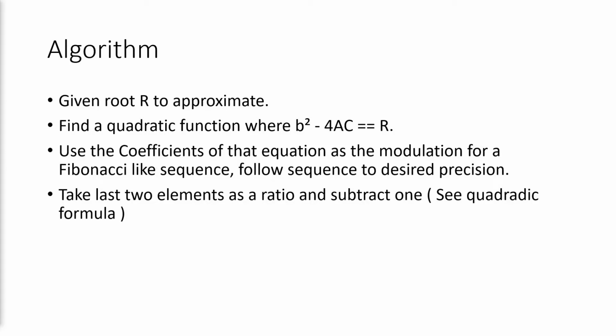Let's design an algorithm that uses this principle to generate the value of square roots as integer ratios to the desired degree of precision. Given root r to approximate, find a quadratic function where b squared minus 4ac equals r. Use the coefficients of that equation as the modulation for a Fibonacci-like sequence. Follow the sequence to the desired precision. Take the last two elements as a ratio and subtract 1. See the quadratic formula for a description about why this last step is necessary.